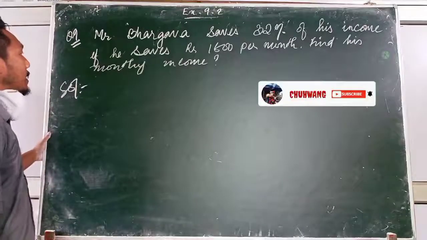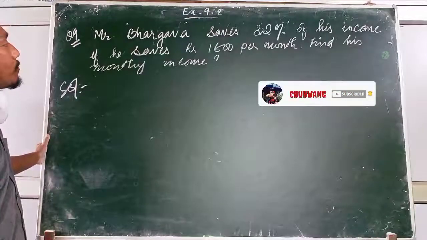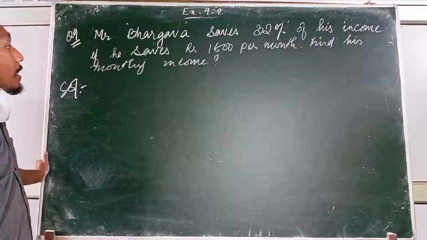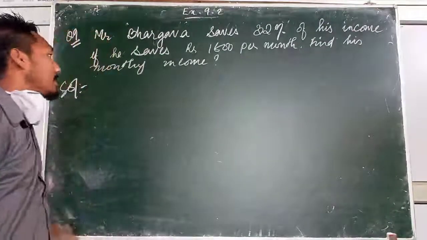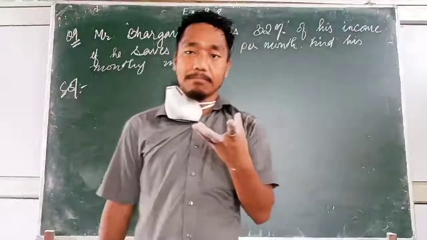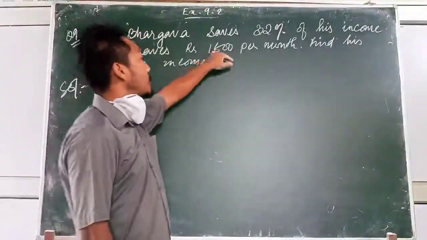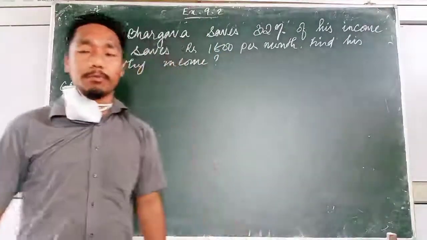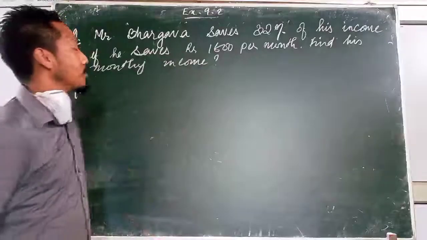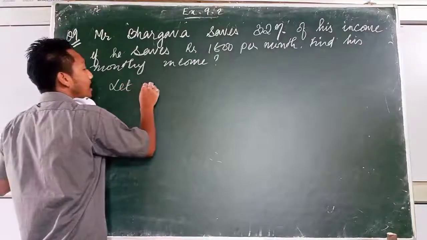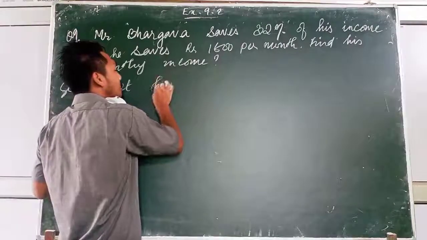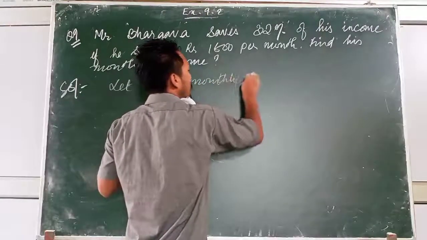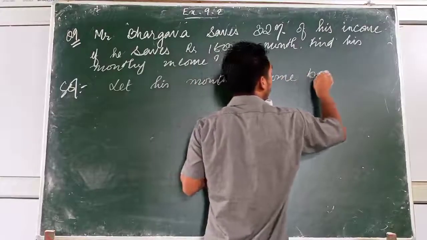This is our question number 9. If Mr. Bhargav saves 32% of his income, and he saves 1600 per month, that means 32% of his monthly income is the 1600 he saves every month. We don't know his monthly income, so let us consider it. Let his monthly income be X.